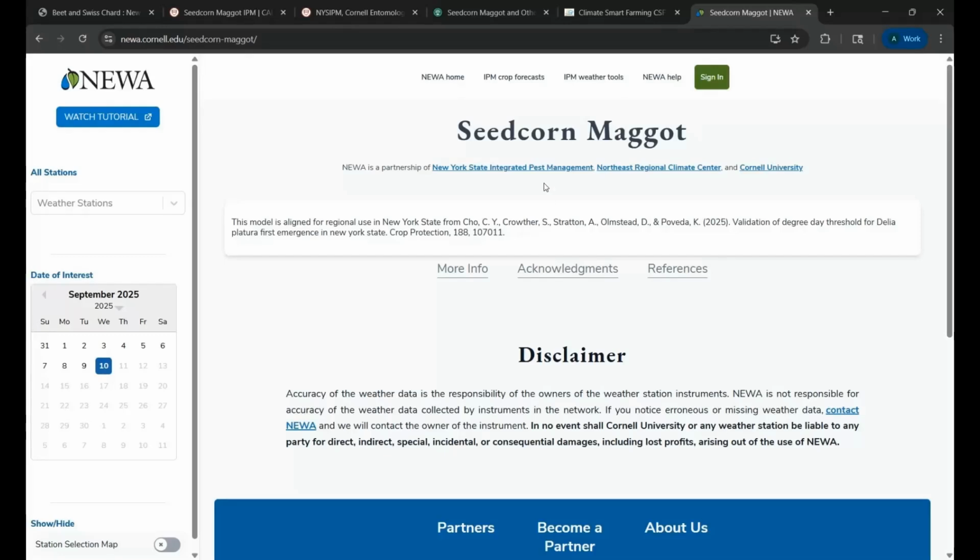I think they are taking the research that came from this paper right here and validating that and building a really nice predictive model for when you're most at risk for seed corn maggot. I think that paper said something like air temperatures might not be the best way to predict them, but luckily we collect soil temperatures in NUA too. So stay tuned, come and check that out.